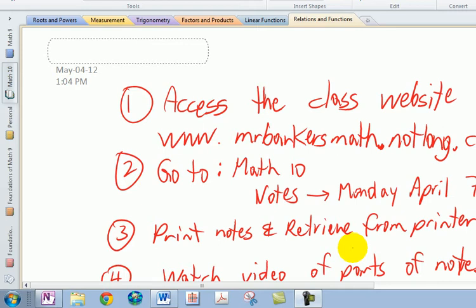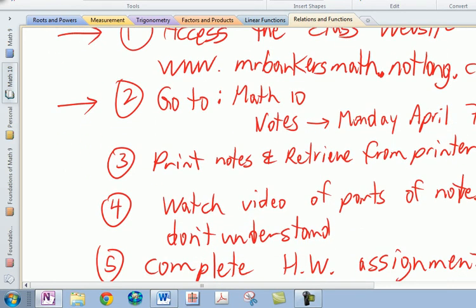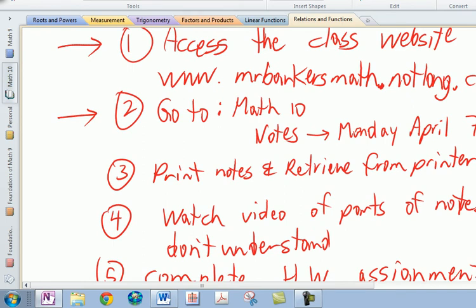So today what you need to do is access the class website, which you've already done. You've gone to Math 10 Notes Monday, April 7th, and you've downloaded those. So hopefully you've printed them off because you can print out completed notes. So when you're away, you don't have to waste time copying out by hand. You should always have a printed set of notes.